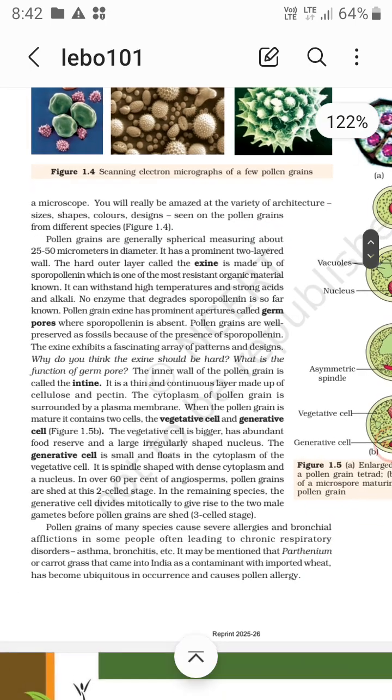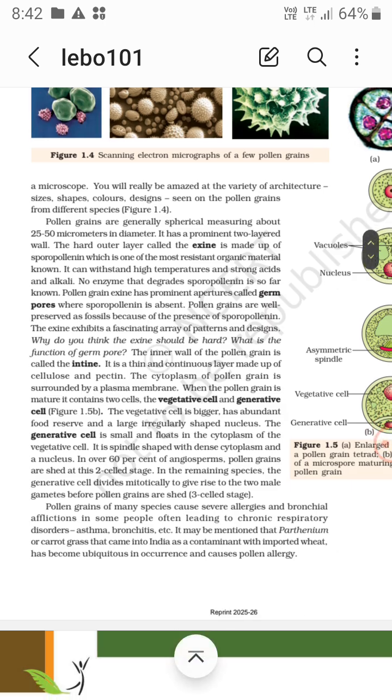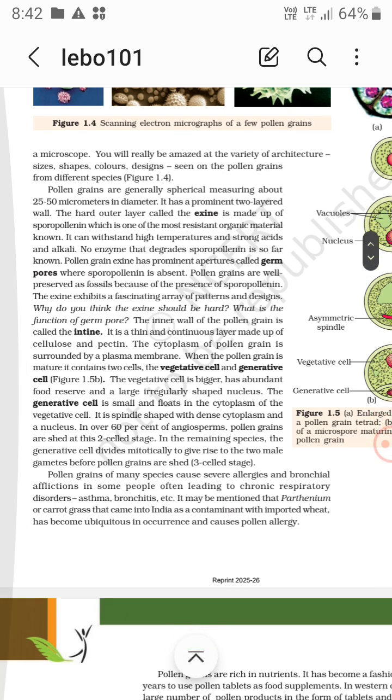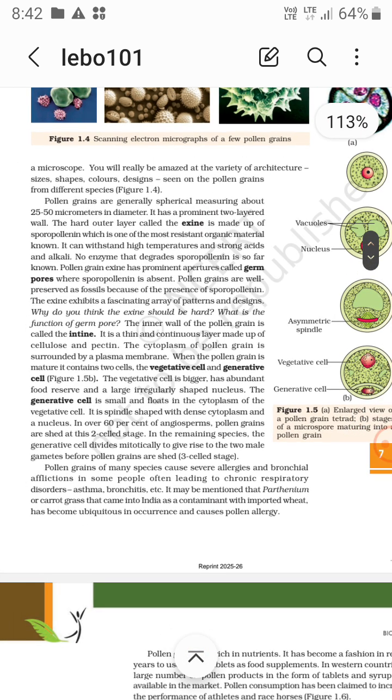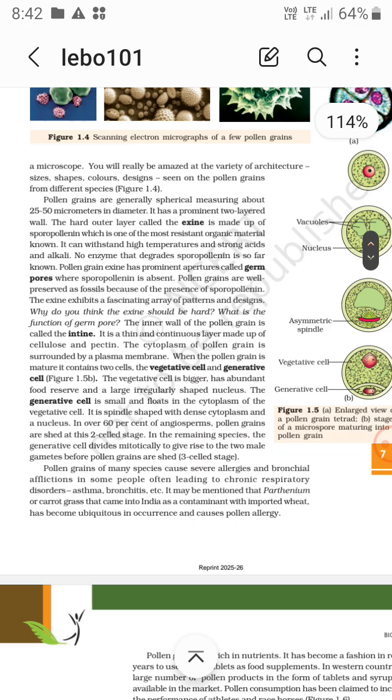The exine, the outermost covering, exhibits a fascinating array of patterns and designs. The function of the germ pore is to produce the pollen tube. The inner wall of the pollen grain is the intine, a thin continuous layer made up of cellulose and pectin. The cytoplasm of the pollen grain is surrounded by a plasma membrane.